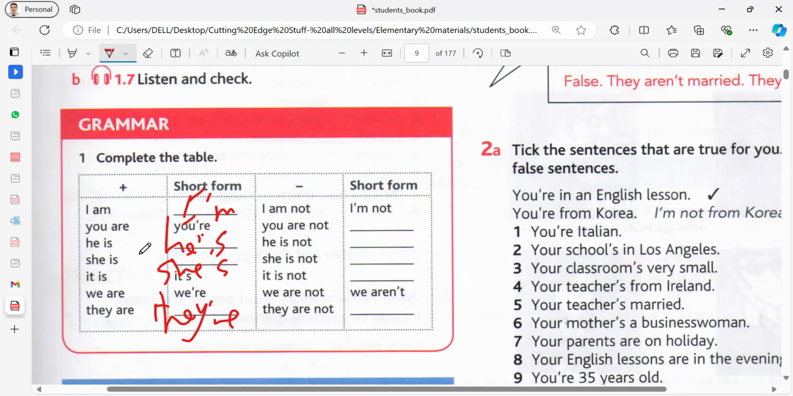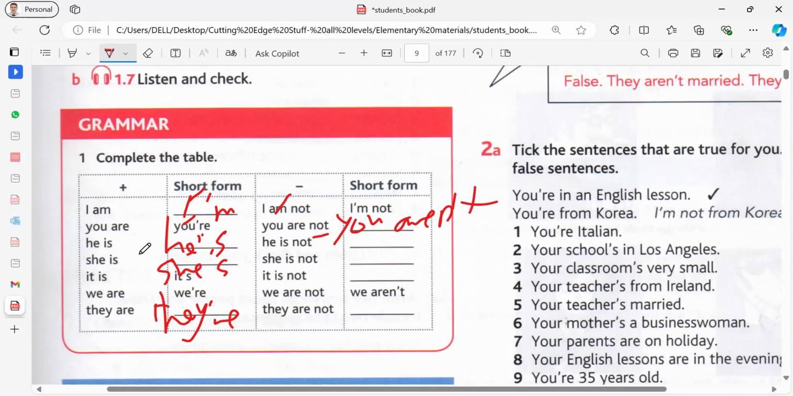What about negative? Negative, long form and short form. I am not. Look, here, look. I am not. Okay? And this is really important. So here, the short form is with am, not with not. Then you are not. You aren't. Aren't. Sorry, I'm writing with my finger. That's why the handwriting is not very clear. So next class, inshallah, the smart pen should be ready, so I can write with it. So you are not. You see here, you are, aren't, like this. Aren't.